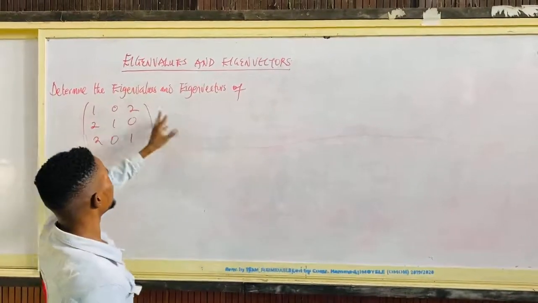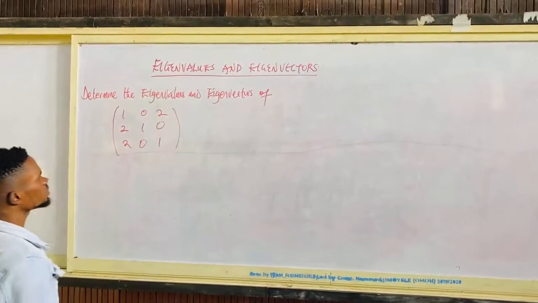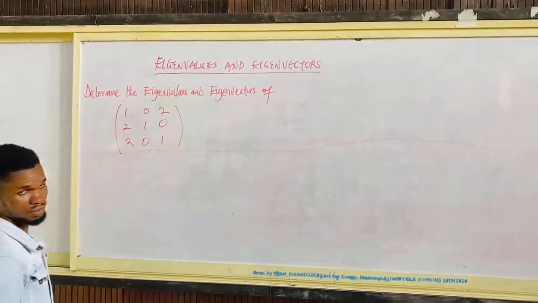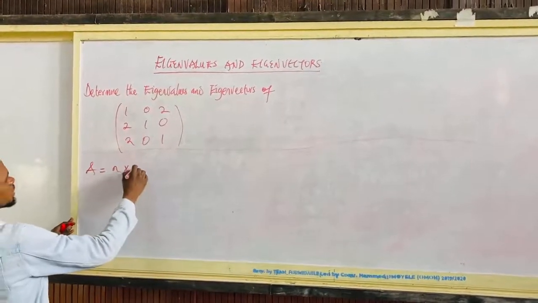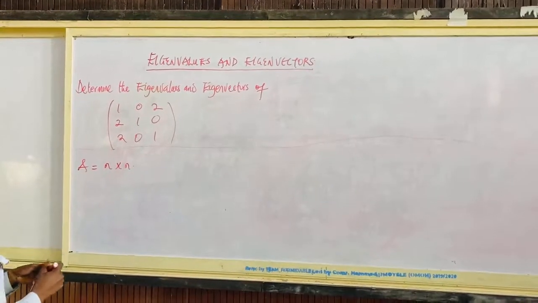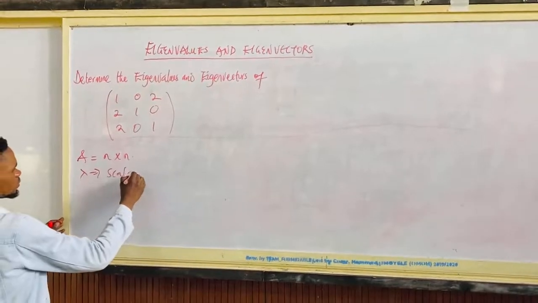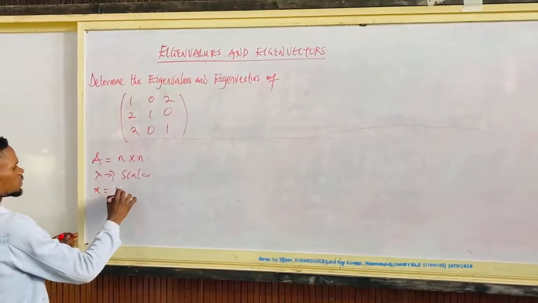To determine the eigenvalues and eigenvectors of a matrix. Now, let's consider a matrix A, the introduction to eigenvalues and eigenvectors. Let's consider a matrix A, which is an n by n matrix. Now, if lambda is a scalar, then x is the non-zero vector.